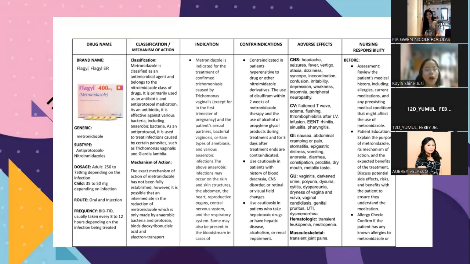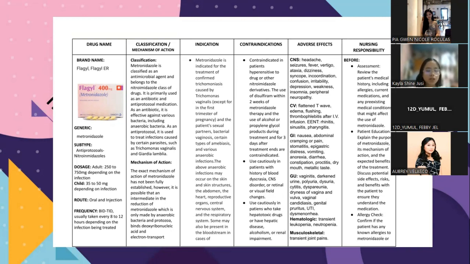Okay, good day. I'm Kyla Shine Jose, and now I'm going to discuss the first subtype of antiprotozoa. The brand name is Flagyl ER. Generic name is metronidazole. The subtype of metronidazole refers to a classification within the broader category of antiprotozoal medications, specifically known as nitroimidazoles. Nitroimidazoles are a class of drugs that have activity against various protozoal infections.